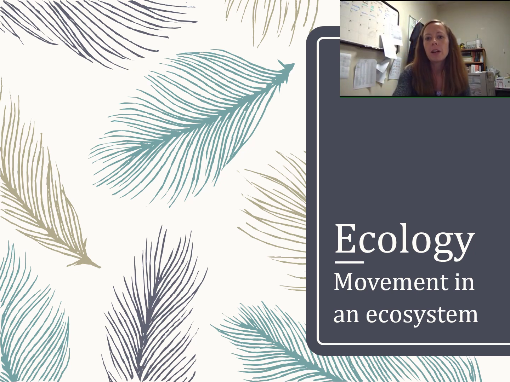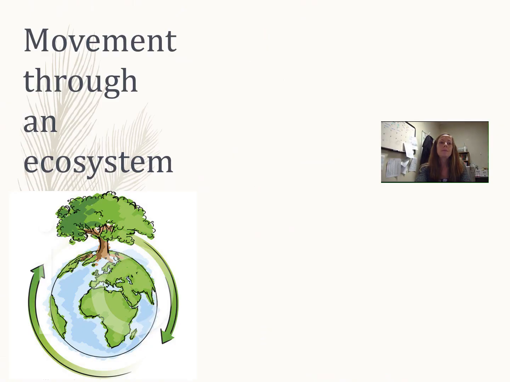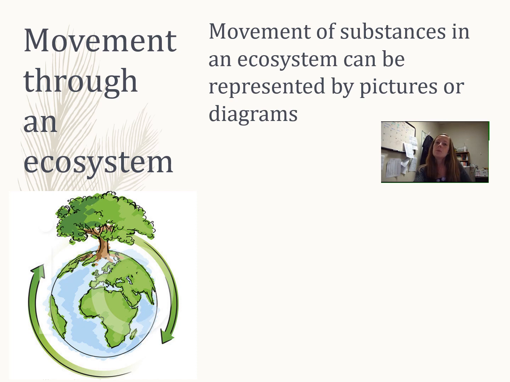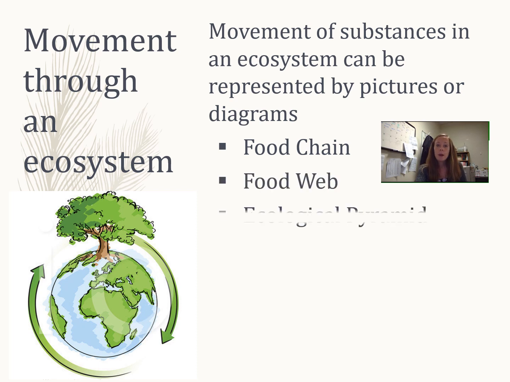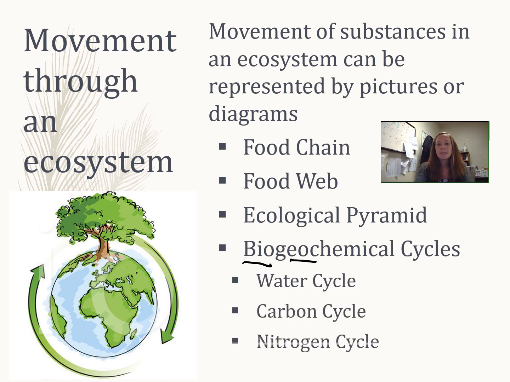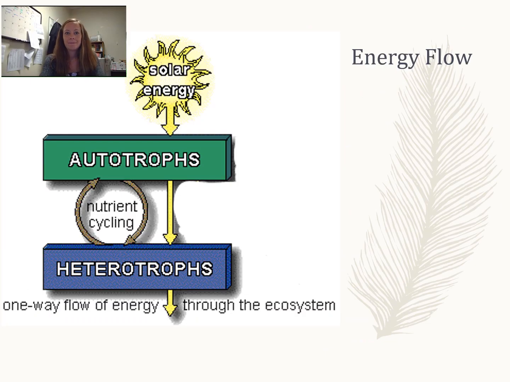All right, guys, this week we're talking about ecology and looking at what's in your community around you. Movement through an ecosystem would be next, all right? So substances move through an ecosystem, and we can represent that using pictures or diagrams. The diagrams that we use are going to be a food chain, a food web, an ecological pyramid, or a biogeochemical cycle. The bio is living, geo is non-living, and then it's a chemical that cycles. For that, we have water cycle, carbon cycle, or nitrogen cycle.